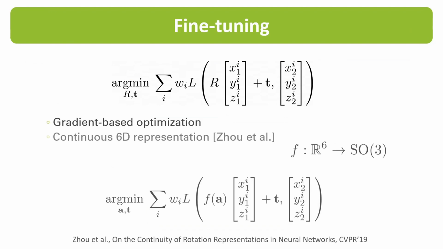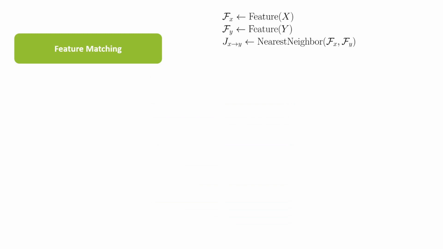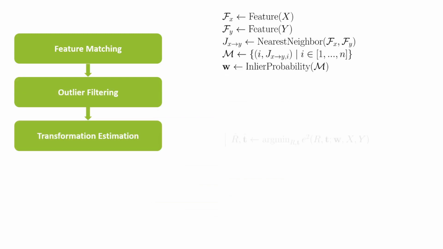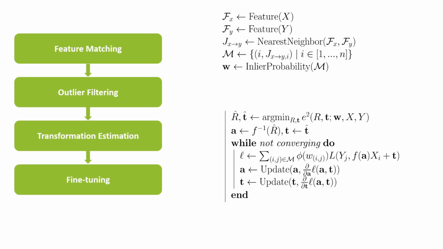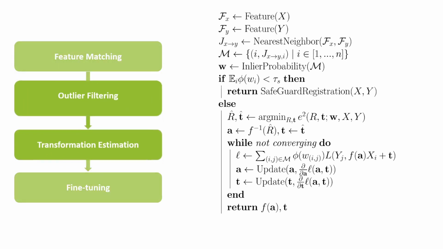For continuous rotation representation, we use the orthogonal representation proposed by Zhou et al. In sum, the pipeline first starts with feature extraction and matching, followed by a 6D convolutional net for inlier probability prediction. Then weighted Procrustes converts these to a 6D pose, which we optimize further using a robust loss. However, when the number of valid inliers falls below a certain threshold, we use a time-consuming but accurate registration method.